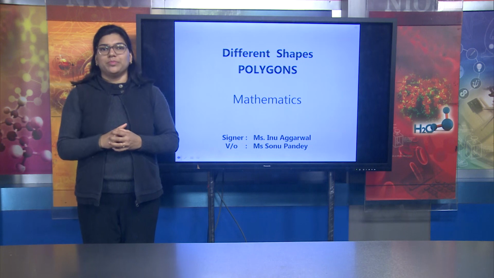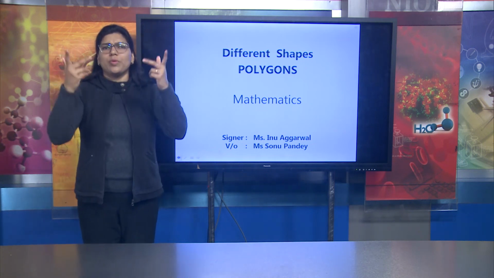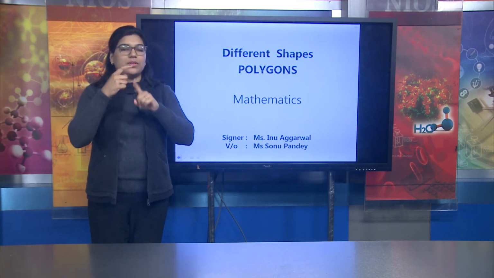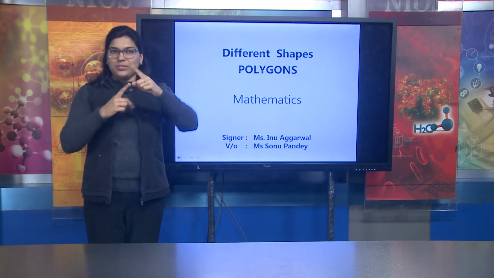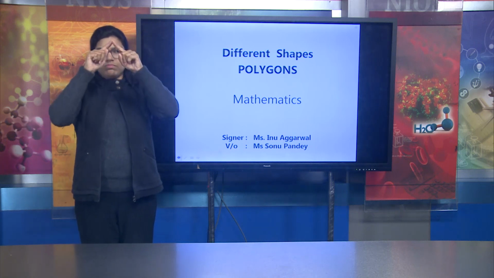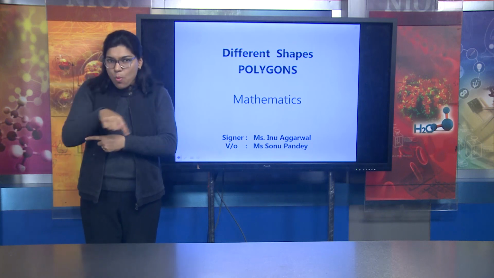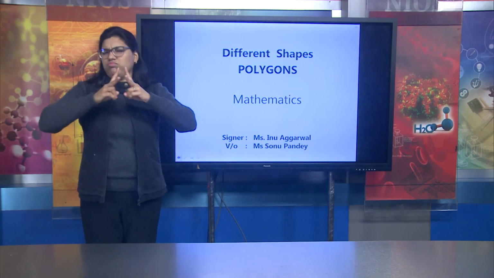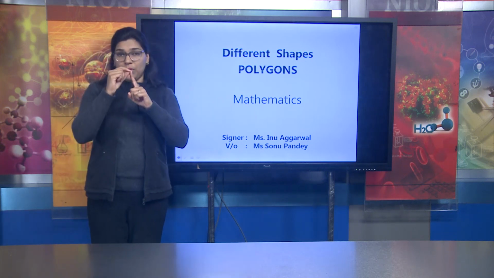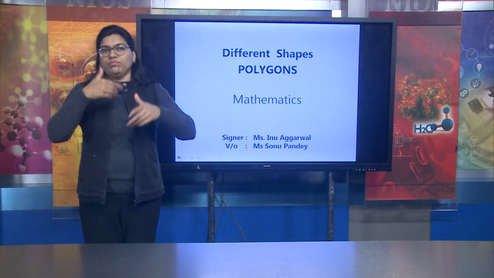We are going to do subject mathematics. This is for secondary level. Today, we would be doing this topic, different shapes. And these different shapes are known as polygons, like triangle, circle, square, rectangle. All these different shapes are called polygons. So this is our today's topic.